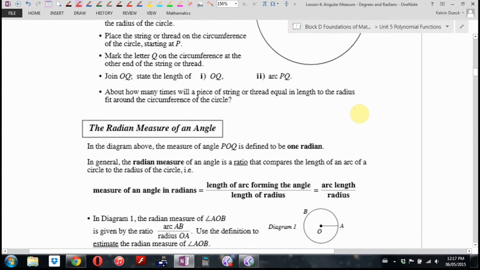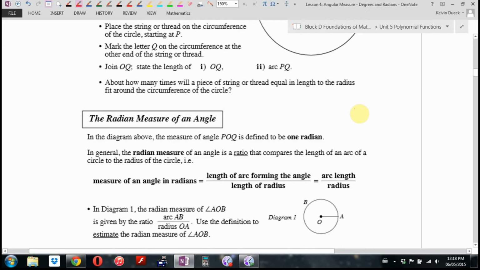A radian is defined as a ratio. Because it's a ratio, that means it doesn't have any units, unlike degrees. But if you write RAD, that's considered acceptable because you're saying it's in radians. But if you write nothing, I'll clue in, you're talking about radians. It's the ratio that compares the length of an arc to the radius. Here's the definition. The measure of an angle in radians is the length of the arc forming the angle divided by the length of the radius, or short, arc length over radius.